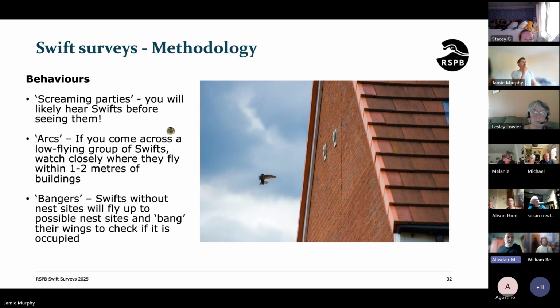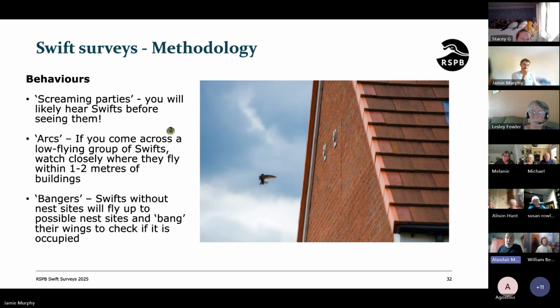So some behaviours to look out for: screaming parties. This is not a bunch of toddlers who have had too much jelly and ice cream. It's actually what the swifts do en masse. They will go charging down the street, making this astonishing racket. For a variety, we're not 100% sure why they do this, but one of the reasons is thought to be they're trying to find out if there are other swifts around.